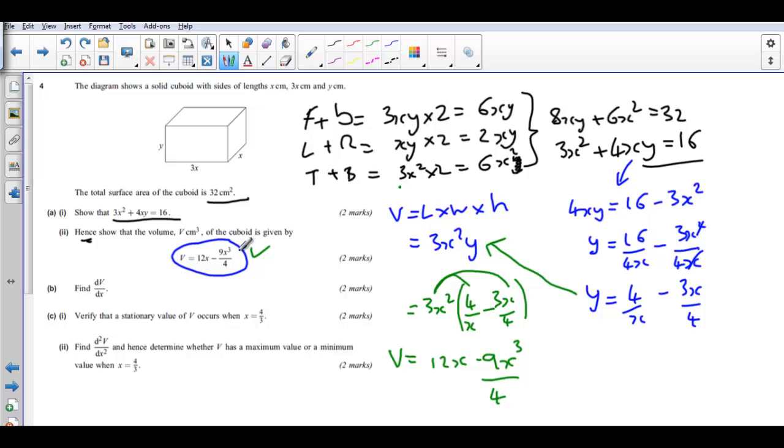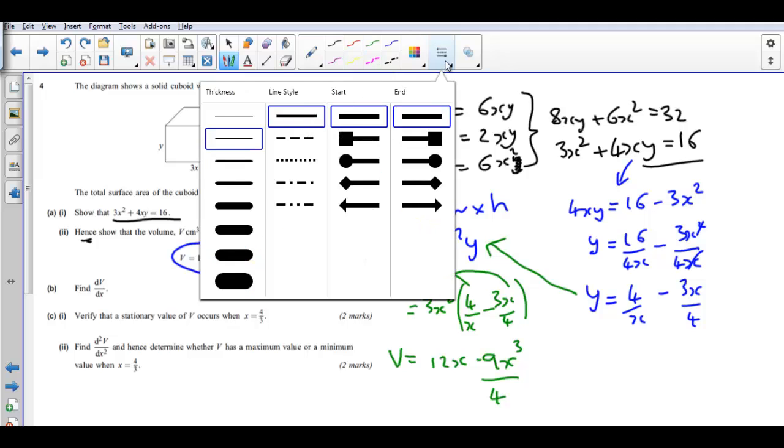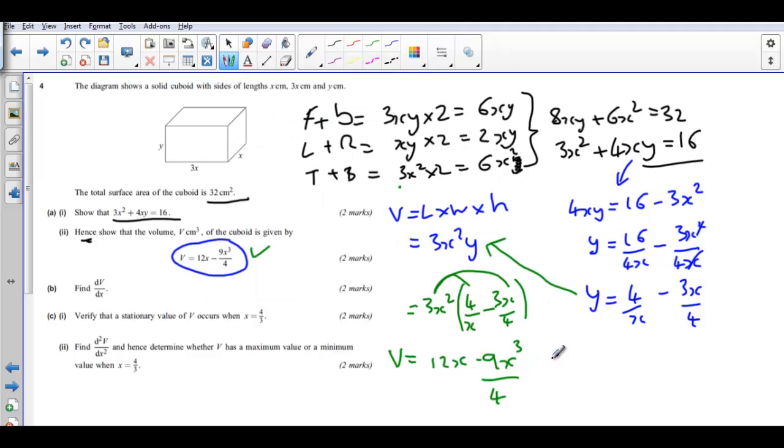Okay, part B, find dV by dx. To find dV by dx, we're going to differentiate this. So dV by dx is going to be equal to, differentiating that, the x's is going to go, and we're left with 12. Take away, I'm going to write this slightly differently so it's more obvious.